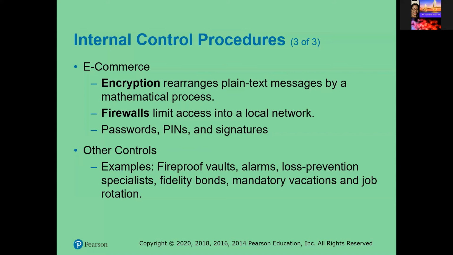The types of other controls are as endless as the types of businesses that employ them. Some examples include fireproof vaults. They store important documents. Burglar alarms, fire alarms, security cameras, loss prevention specialists who train company employees to spot suspicious activity, fidelity bonds to reimburse the company for any losses due to employee theft. Another is mandatory vacations and job rotations.